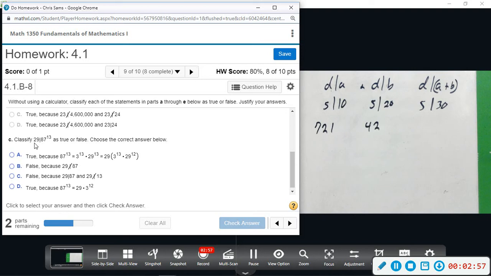29 divides 87 to the 13th power. It's a really big number. It says true because 87 to the 13th equals 3 to the 13th times 29 to the 13th. Not sure where they're getting that 3 from.